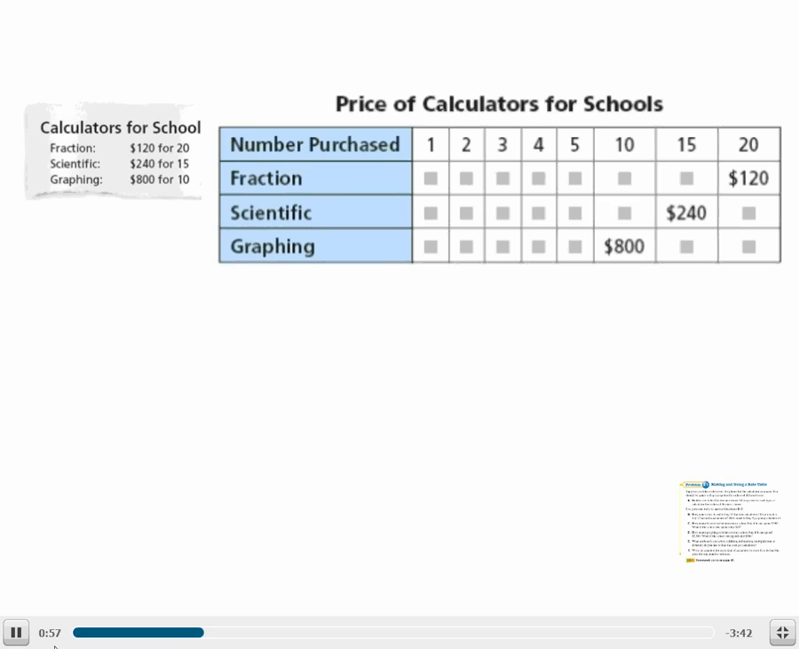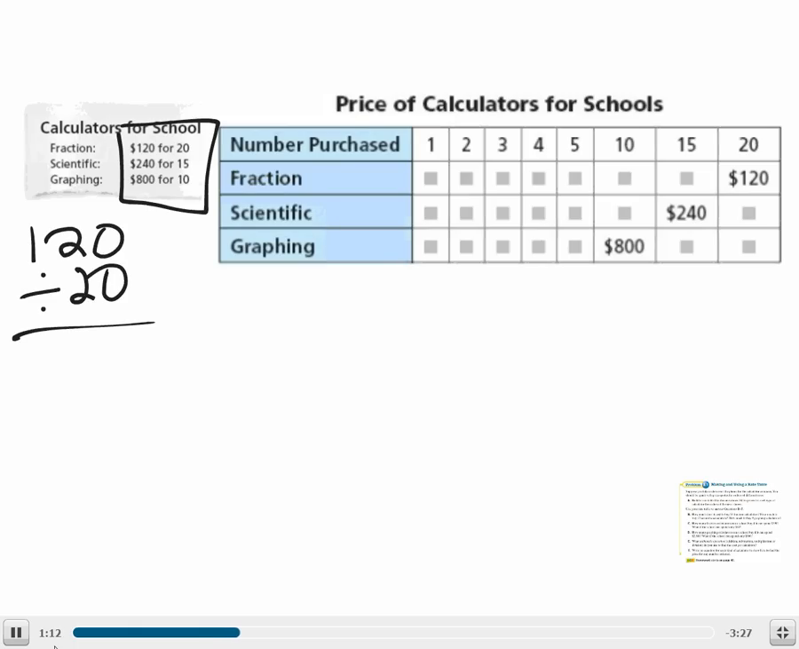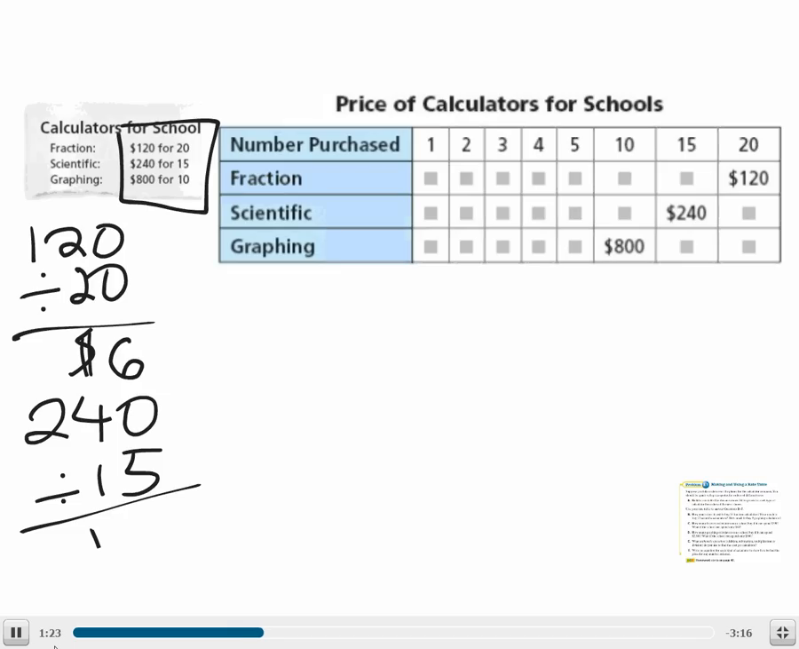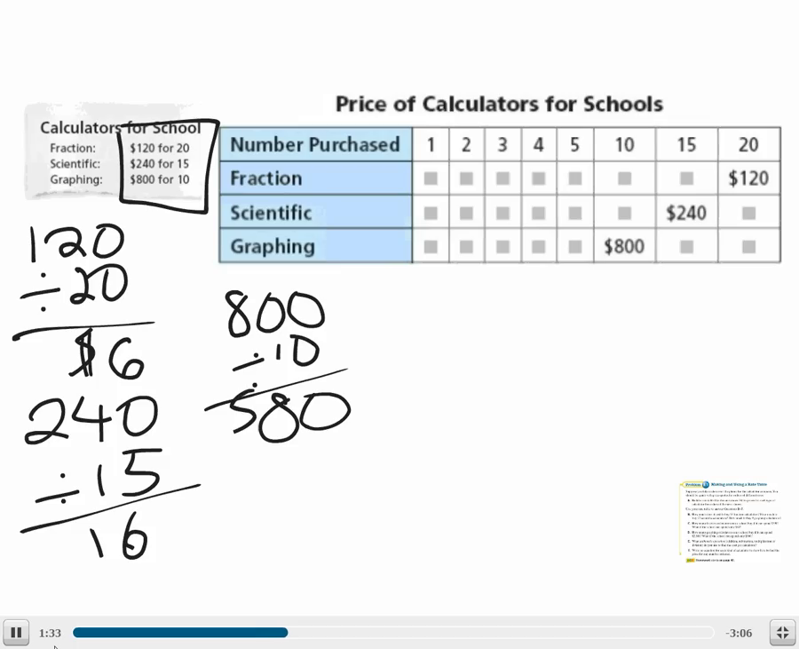Let's take a look at some application. There are 3 rates right here. What we want to do is figure out the price for just one calculator. How we do that is we take 120 divided by 20, and that's going to give us $6. 240 divided by 15, and that's going to give us $16. And finally, 800 divided by 10, that's $80 per calculator.